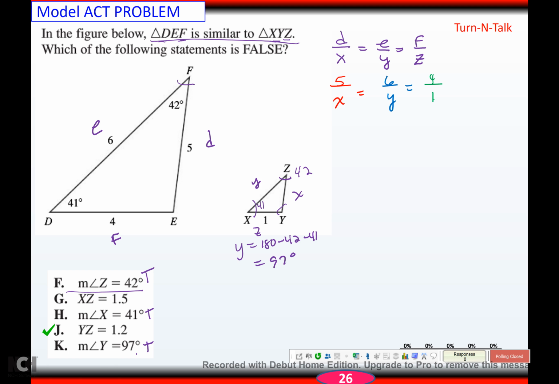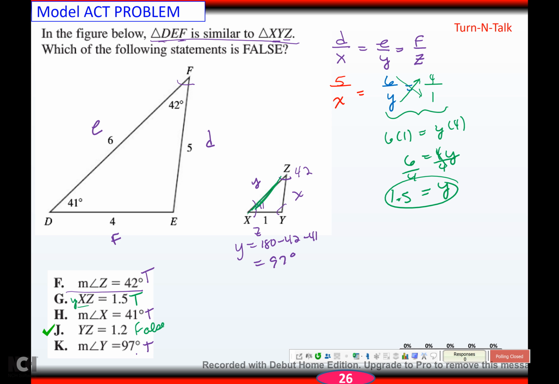Alright, and let's see. If I want to check this one, it says XZ is 1.5. XZ is little y, so they're looking for little y here. Well, to solve for little y, I could do this proportion. So 6 times 1 equals y times 4. That's 6 equals 4y. Divide by 4. I get y equals 3/2, which is 1.5. So that's true, which means this one has to be false. Okay.